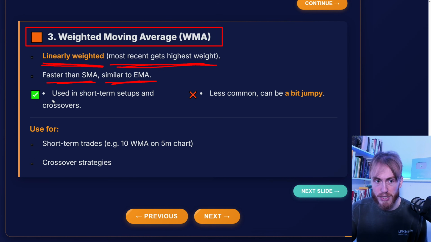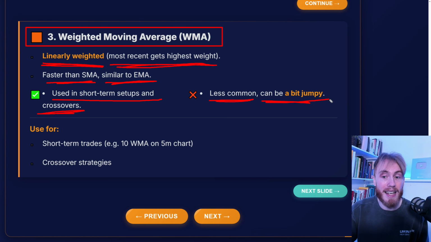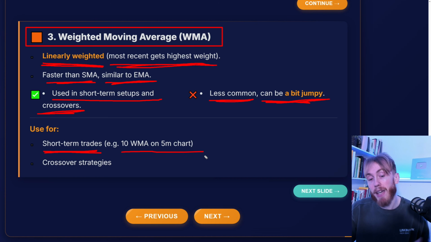So you can use this one for more short-term trading. Some traders use it for crossovers. I'm not the biggest fan, but I still want to mention it. And as I said, this one is a little bit less common and can be a little bit jumpy. But what do we use the weighted moving average for? Well, it's more used for shorter-term trades compared to, for example, the simple moving average. And an example of a setting is the 10 WMA on the 5-minute chart.